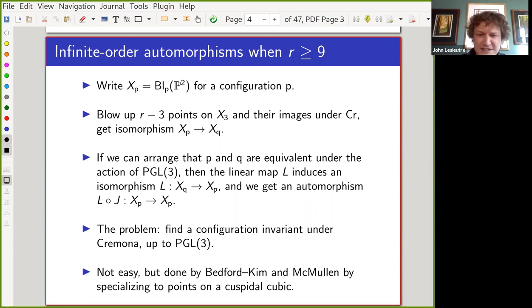So this was carried out by Bedford and Kim and by McMullen. I should probably also mention Uehara has taken this even further, of finding these configurations of points P where you can get an automorphism in this way by composing the standard quadratic involution with a linear map. So these are the kinds of maps we want to imagine. They're infinite order automorphisms of rational surfaces obtained by blowing up many points. It's not just finite order things on a Del Pezzo.